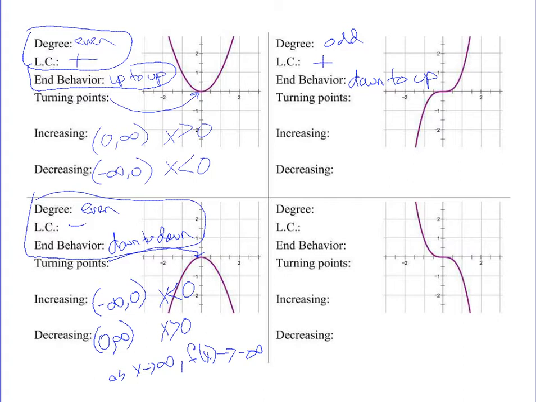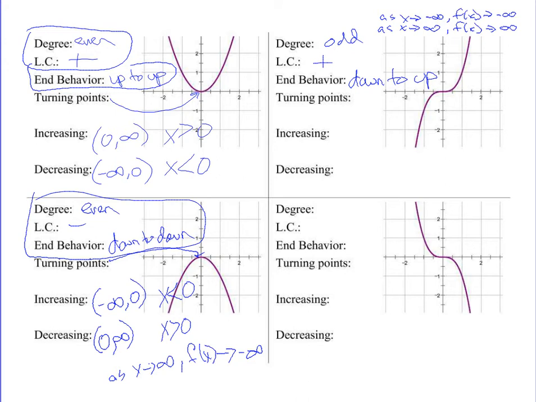If I want to be more formal with the way I wrote that, then I would have to write as x goes to negative infinity, f of x goes to negative infinity. As x goes to positive infinity, f of x goes to positive infinity. Which would you prefer? Both of those are end behavior. Which one would you prefer to write? Down to up, or as x goes to negative infinity, f of x goes to negative infinity, as x goes to infinity, f of x goes to infinity.